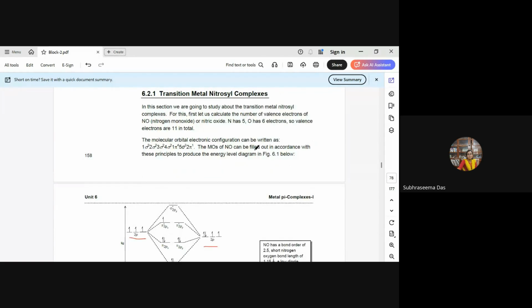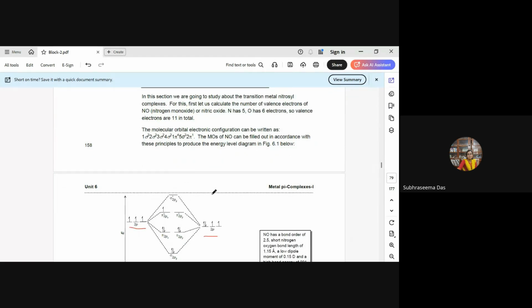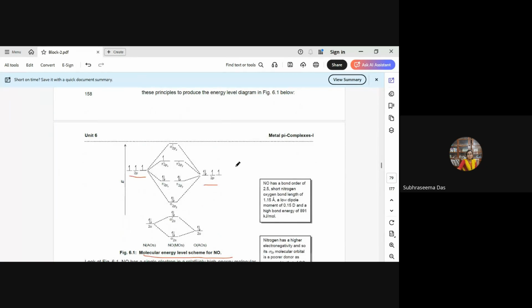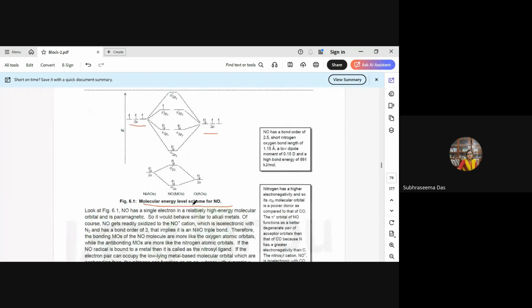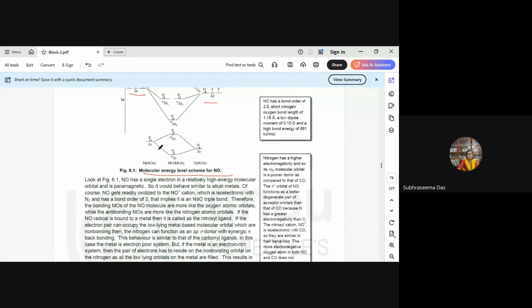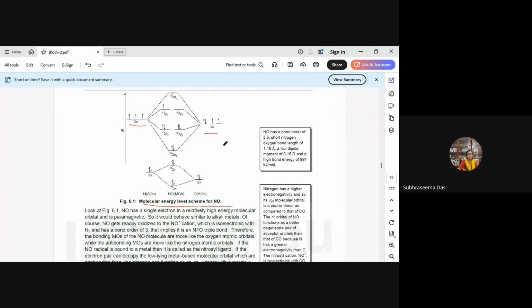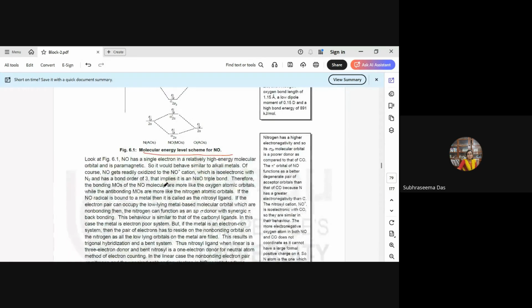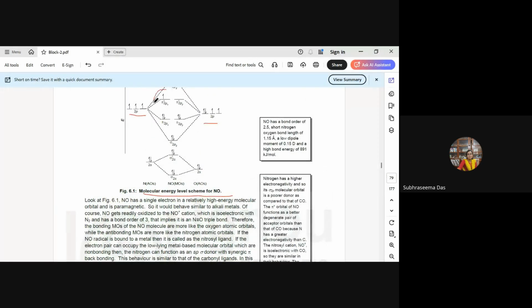The molecular orbitals of NO have been filled out and shown here. The NO molecule has a bond order of 2.5, and it has a very low dipole moment. Nitrogen, we know, has a higher electronegativity than oxygen, and so the sigma 2p orbital is a poorer donor when compared to that of CO. NO has a single paramagnetic electron present here, so we say that NO is paramagnetic in nature.